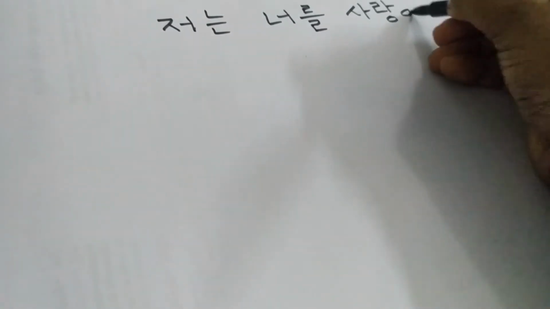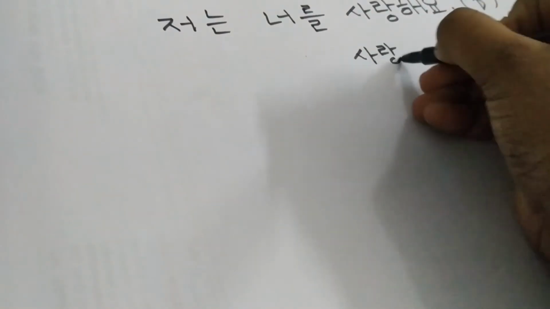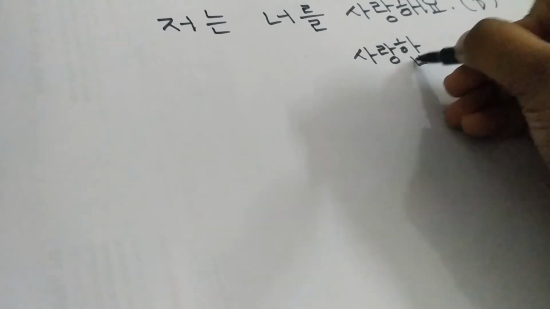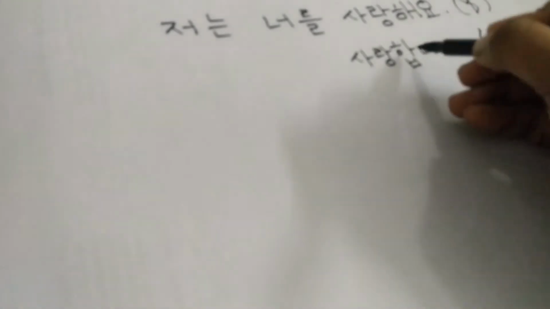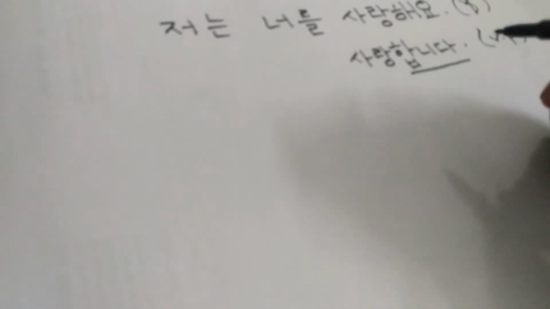Like 저는 너를 사랑해요. It is formal. Then you can say 저는 너를 사랑합니다. That is very polite in Korean. The 합니다 ending is very much polite, and that is not likely to be used nowadays in Korean.